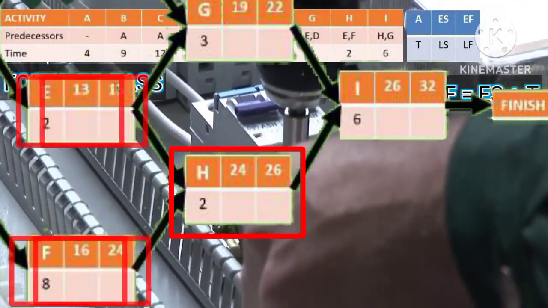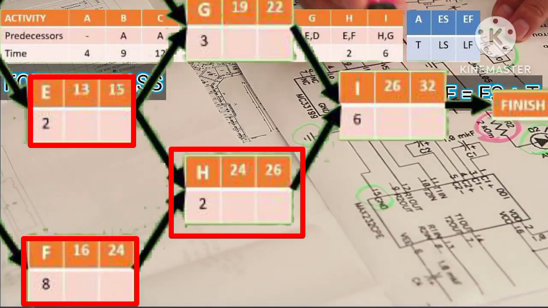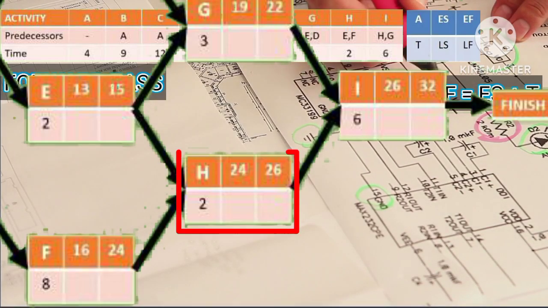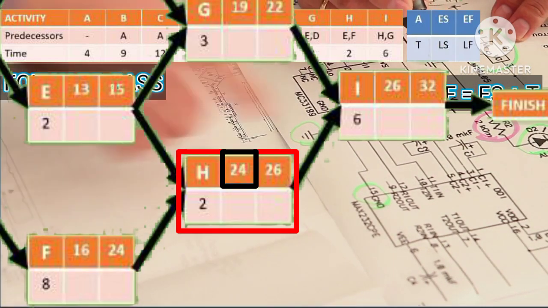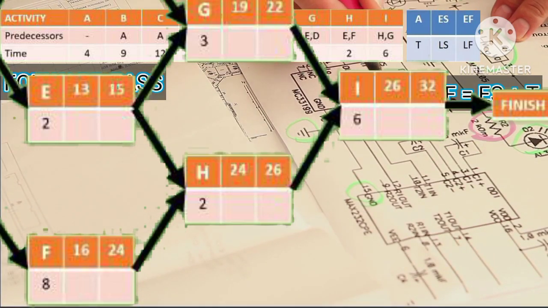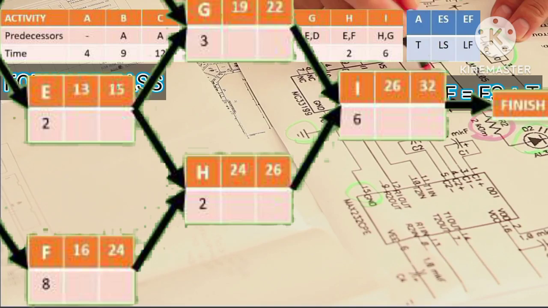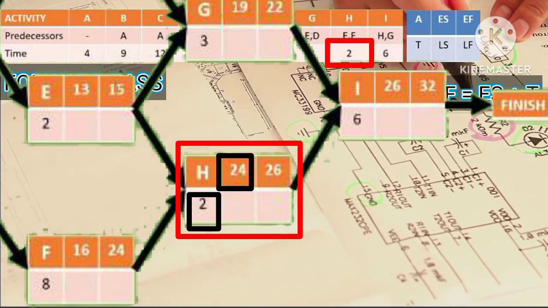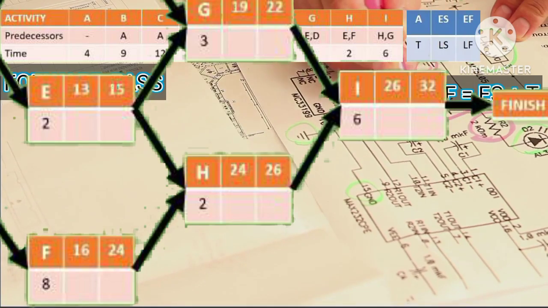Then H needs E and F. Since the earliest finish times of E and F are 15 and 24, the earliest start time of H is 24, because it is the highest earliest finish time. Since the activity time of H is 2, the earliest finish time of H is 24 plus 2 equals 26.